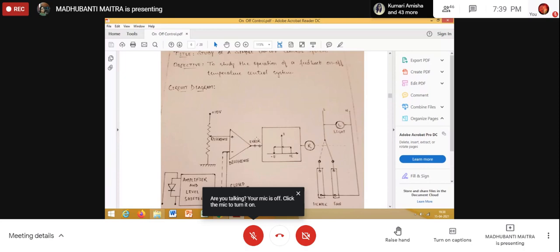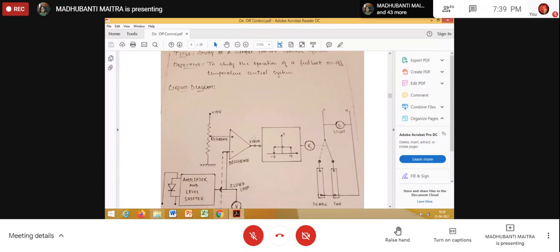So what is the value of the error signal? What is the error voltage? 70 minus 30. Yes, 40 degrees centigrade. So 40 degrees centigrade is certainly greater than 5 degrees. So that means H on will be 1. H on equal to 1 means the relay will be energized. The coil of the electromagnet will get the required supply. So the relay will be energized.